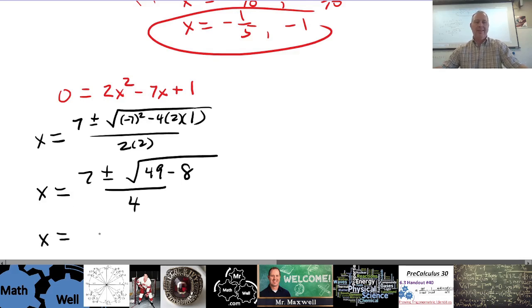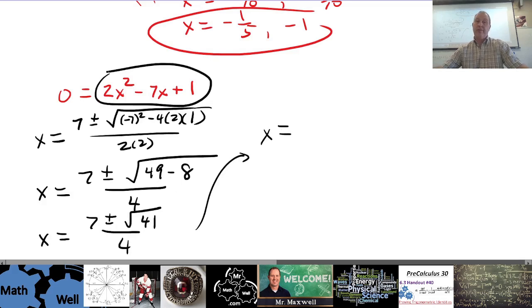Okay. Try to make something hard. Okay, watch this. Root 41. See? 49 minus 8, 41, over 4. Now, you would never be able to factor this one very easily because the solutions are not integral. They're not positive or negative whole numbers or fractions. It's going to be a radical.